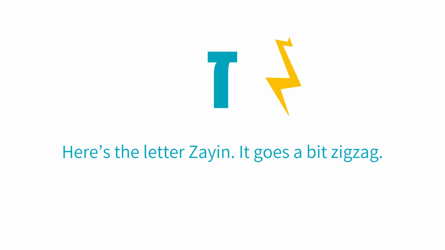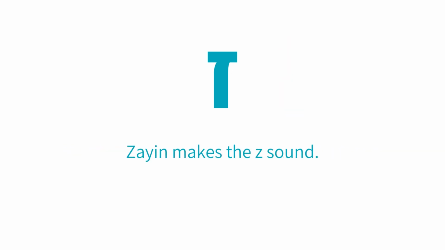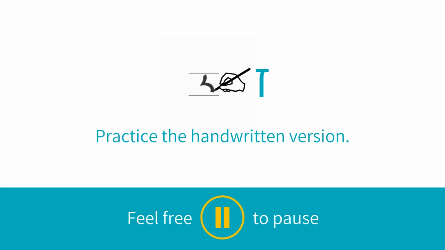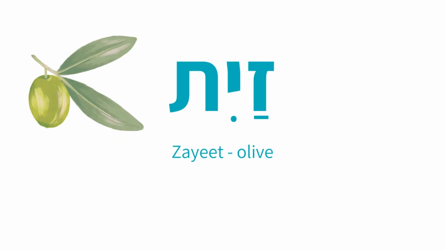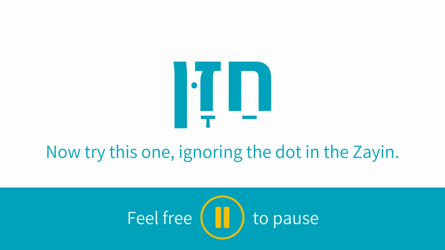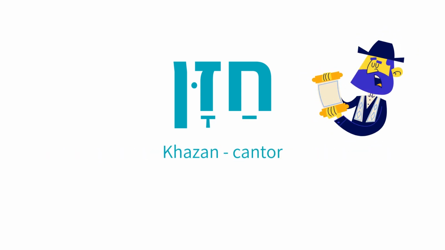Here's the letter Zayin. It goes a bit zigzag. Zayin makes the Z sound. Practice the handwritten version. Try reading this word. Zait, olive. Now try this one, ignoring the dot in the Zayin. Chazan, cantor.